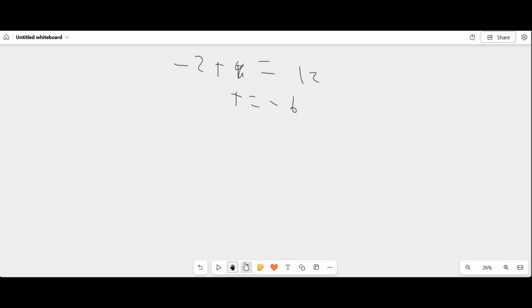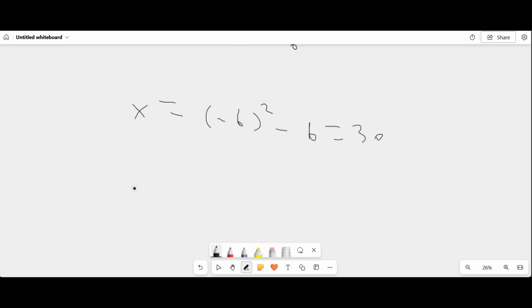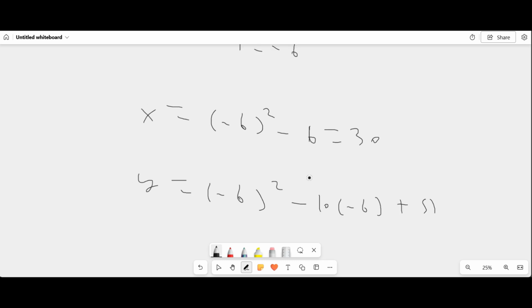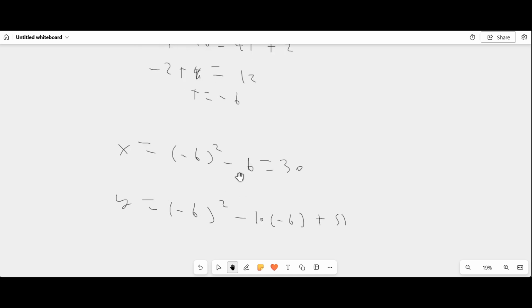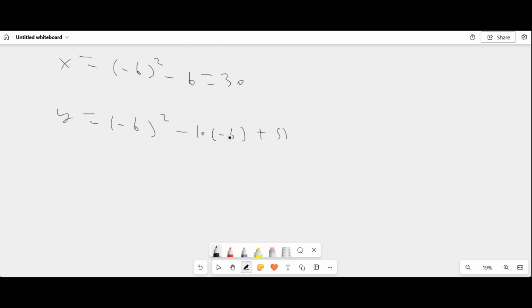So now I can find what the x and y coordinates are. The x coordinate is going to be negative 6 squared, because it was t squared plus t, so negative 6 squared minus 6, that's going to be 30. And then y is going to be negative 6 squared, take away 10 times negative 6, plus 5. That's going to get 101. So the coordinate is basically 30 and 101.